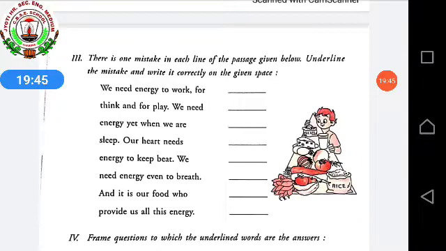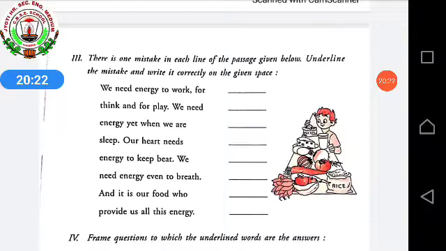What you have to do is that a paragraph has already been given to you over here. This paragraph I already taught you during the explanation of the chapter. It's there in your book also. This paragraph has been taken from chapter 1.1, The Food We Eat. So what you have to do is, according to the sentence, there is a mistake in each line. If you find a mistake, you have to underline that mistake and write the correct answer in the blank given over there.